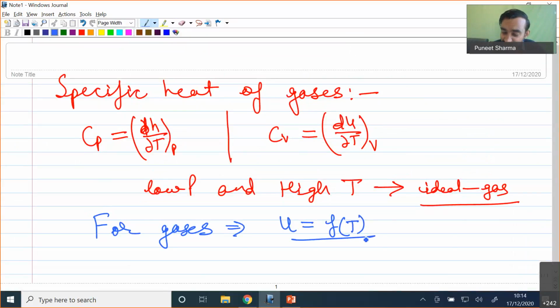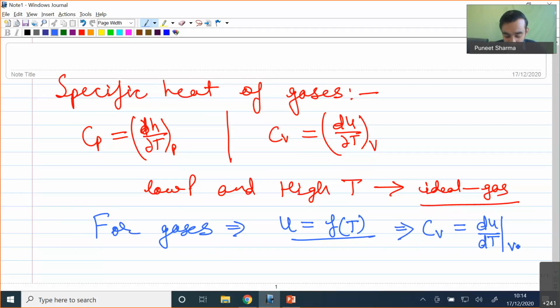So if internal energy is a sole function of temperature, in that case for gases I can simply write that my CV is equal to du by dt. I need not write the partial derivative, because U is depending only upon the single parameter, temperature. So I can simply write that my CV is equal to du by dt at constant volume.